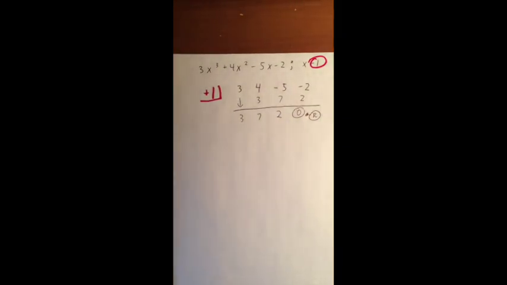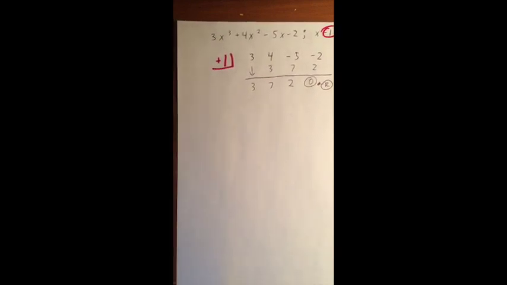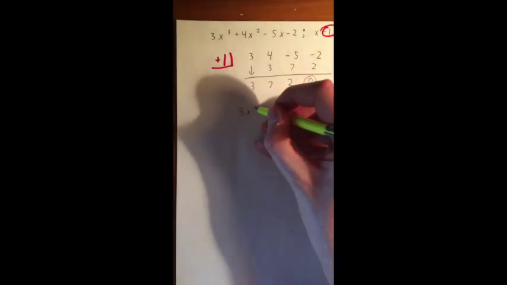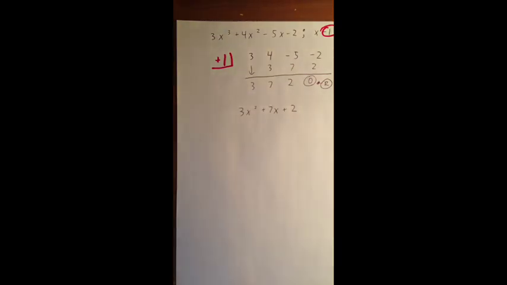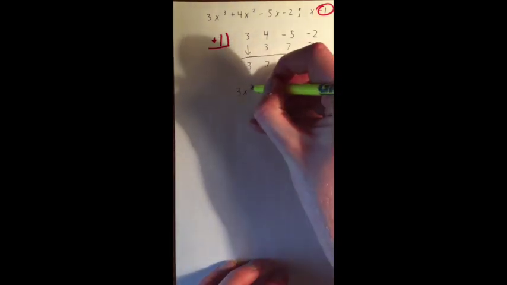So, remember our original problem was 3x to the third. So, it's going to be 1 power less than that. So, 3x to the second plus 7x plus 2. That'll be our new equation, right? Now, this one's a bit funny because the number in front of my x squared isn't a 1 like it was on the other two examples I gave y'all a minute ago, right?